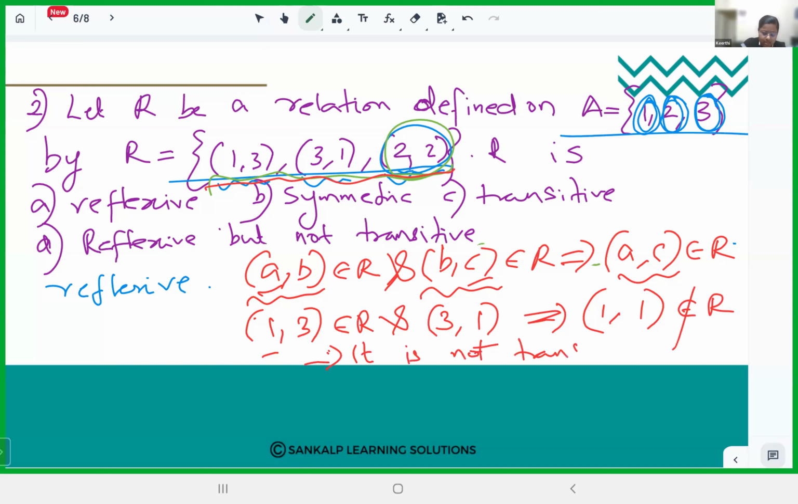So what can you say from this? Option B is correct. That is, the relation is only symmetric. All right, so we are moving on to the next question.